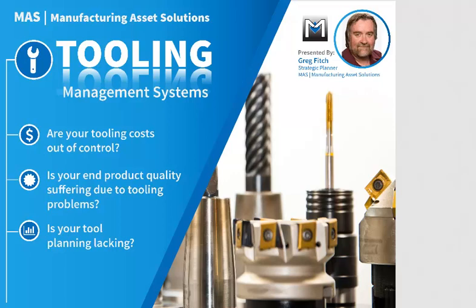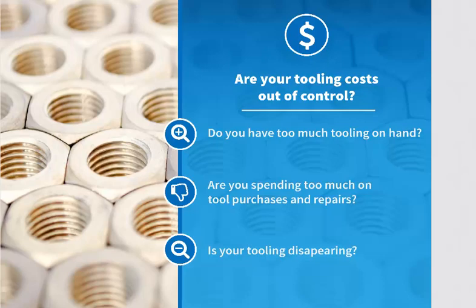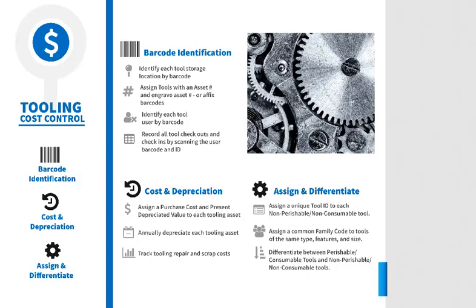If you're a company that is heavily invested in tooling, then you already know it can be challenging to strike the right balance with your tooling program. Tooling costs can amount to millions of dollars a year if poorly managed. For example, if you have too much tooling on hand, or if the tooling you have on hand is disappearing, or even if you are spending too much on tool purchases and repairs, it can be frustrating and costly. So how can your company get a handle on tooling costs?